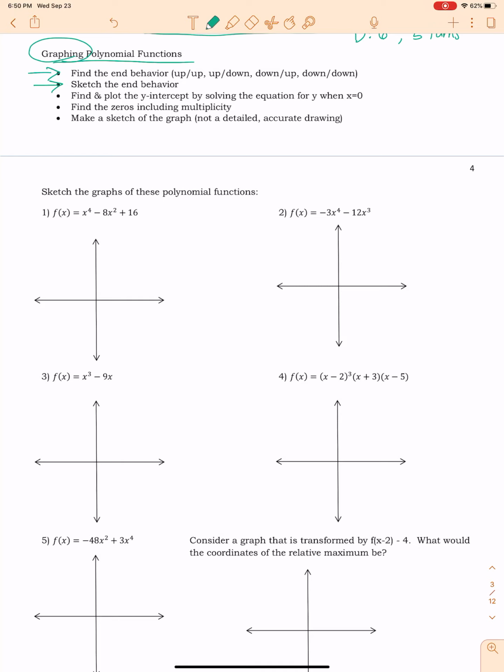Because when we're graphing these, if you'll notice, I don't have any grids here. I don't have any graph paper. These are just freehand, all right? They don't have to be perfect. You just have to have all the turns in and crossing the y-axis at the right place and all that. Okay, so we're going to plot the y-intercept. All right, that's why I had you find the y-intercept on your last homework. Okay, we're also going to find the zeros, so we'll know where it crosses the x-axis. And of course, we will make a sketch. And like I said, it's not a detailed, accurate drawing. It is just a sketch.